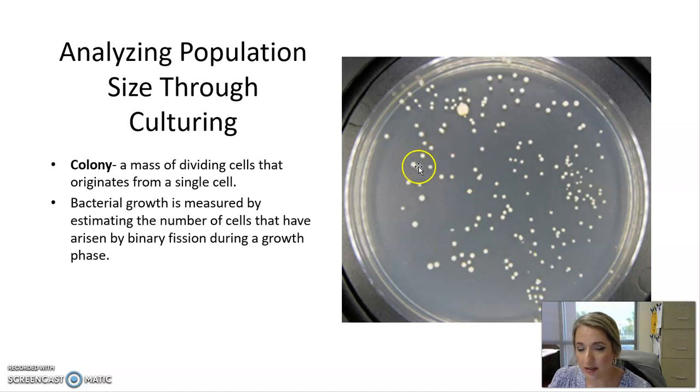So all of these individual circular units are all colonies, and this again is where one bacterial cell was placed 24 hours ago. That bacterial cell continued to grow and divide until it formed this visible macroscopic cluster of cells that we view on a petri dish and identify as a colony.